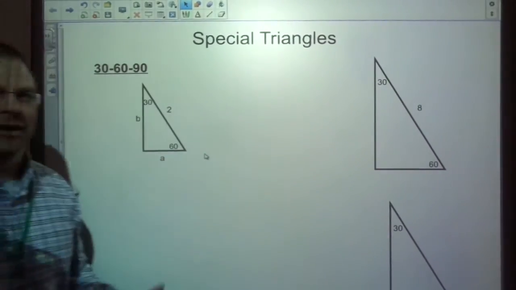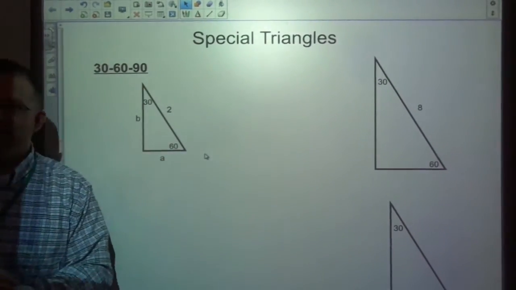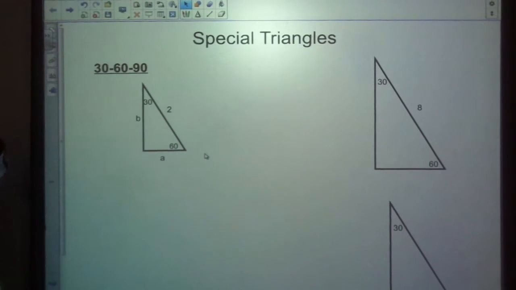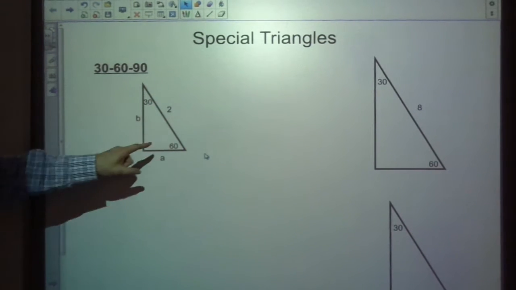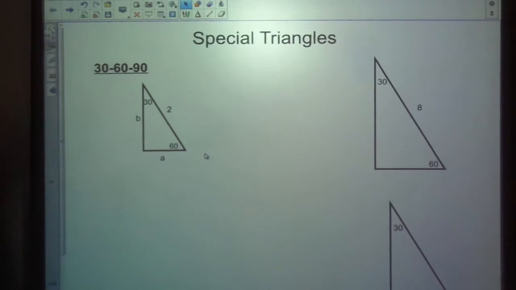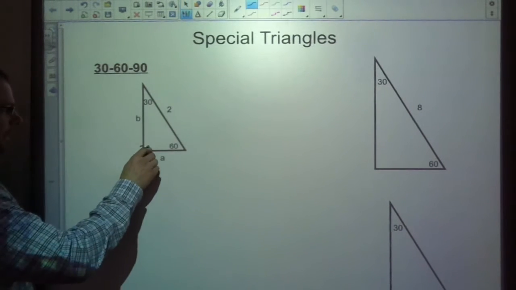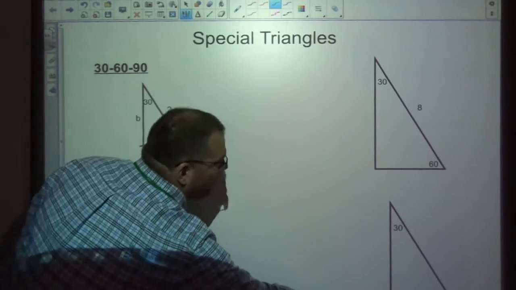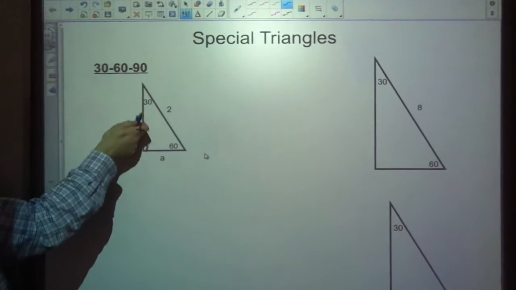Welcome to Special Triangles. We're going to look at 30, 60, 90 triangles and 45, 45, 90 triangles today. So if we have a triangle like this that has a 60 degree, 30 degree, and 90 degree angle, there are some special characteristics. Think about what would happen if we reflected this.